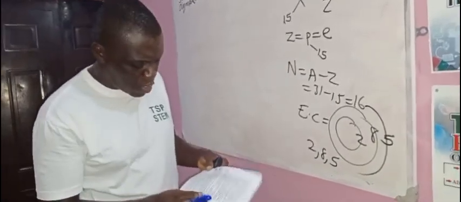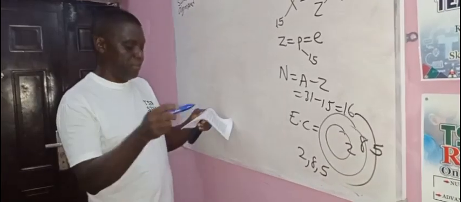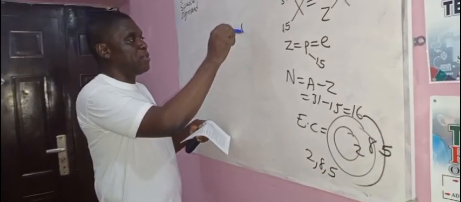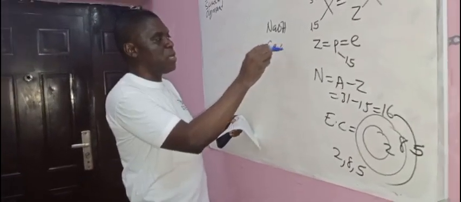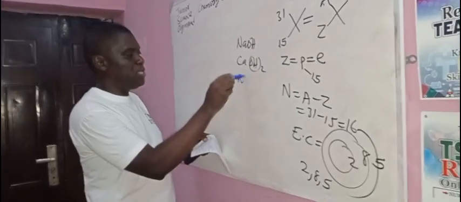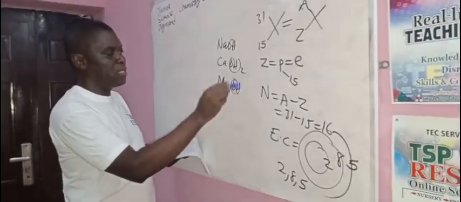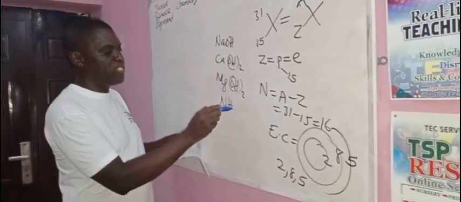Next question now. Which of the following is not an alkali? Sodium hydroxide, calcium hydroxide, magnesium hydroxide, and ammonia. NH3 is ammonia.